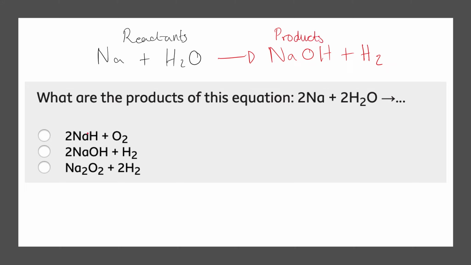So now you have to balance this equation. So in the question we see 2 over here and 2 over here. So we have 2 at the start here and 2 at the start here. We have 2 sodiums on this side, we need 2 sodiums on this side. So now everything is balanced, because you have 4 hydrogens, and we have 2 oxygens. So we need a 2 in front of the sodium hydroxide. So the correct answer would be B, and that will give you 1 mark.